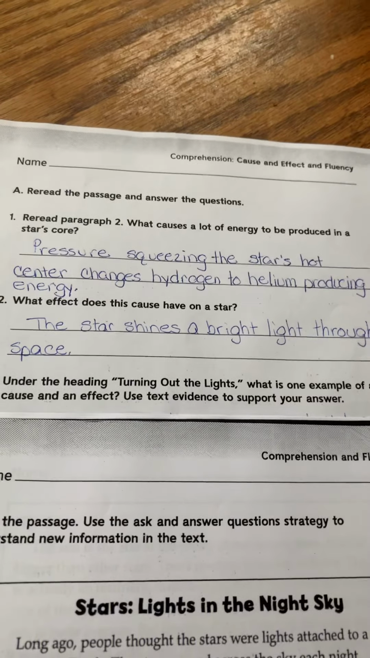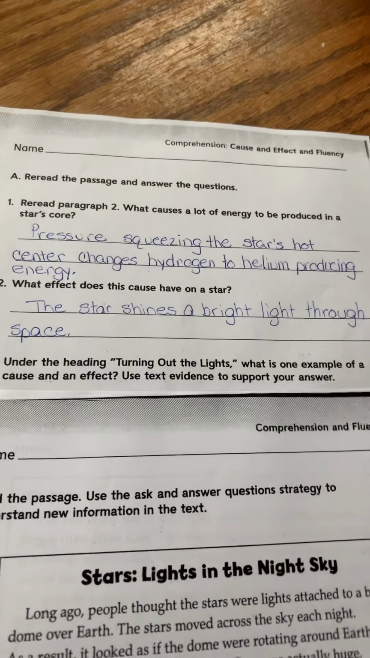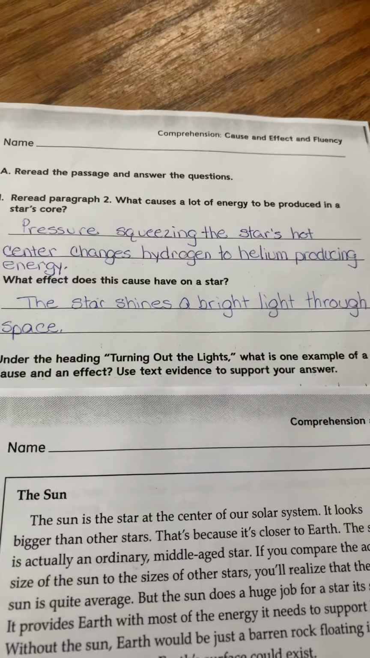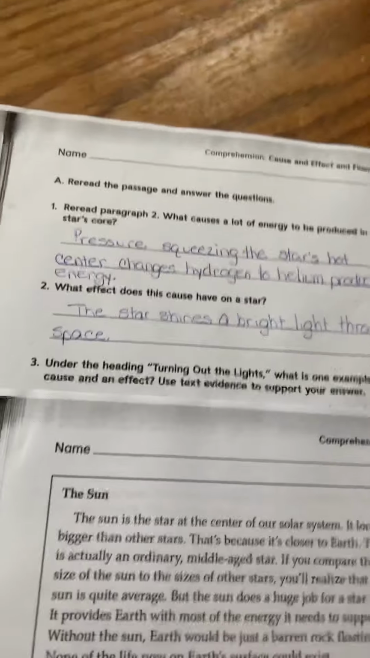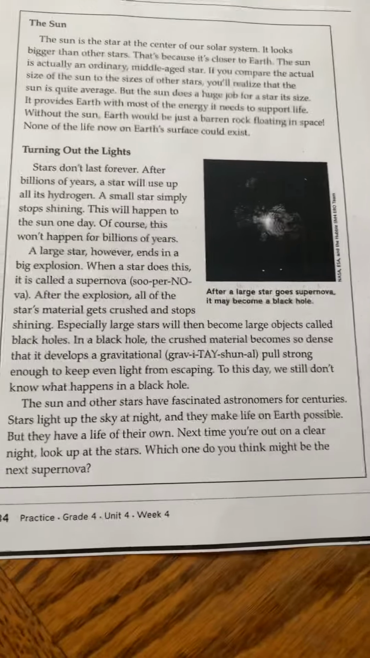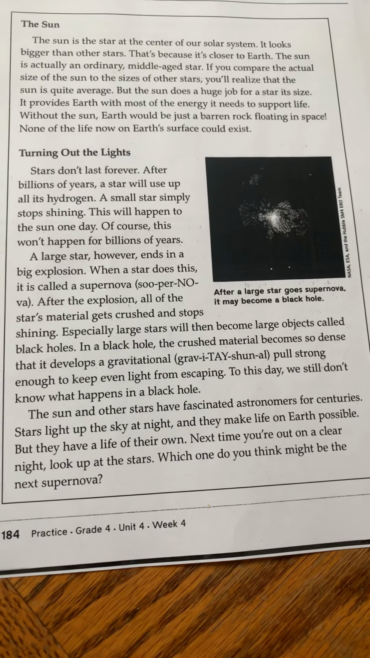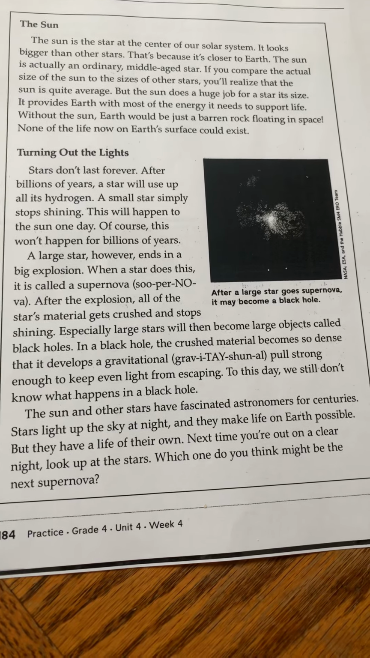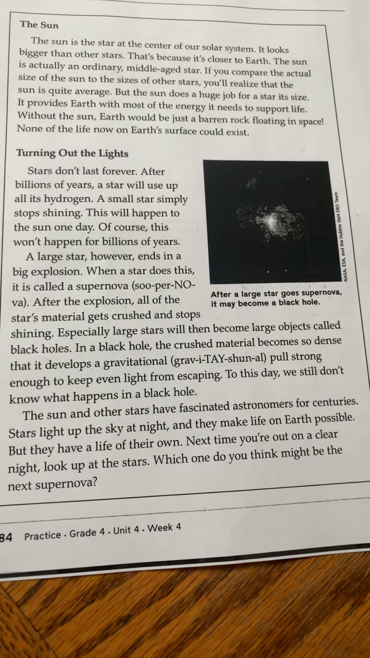All right, now question number 3 says, under the heading, turning out the lights, what is one example of a cause and effect using text evidence to support your answer? Don't forget, use the story to help you. So, here is our section on turning out the lights. Stars don't last forever. After billions of years, a star will use up all its hydrogen. A small star simply stops shining. This will happen to the sun one day. Of course, this won't happen for billions of years.